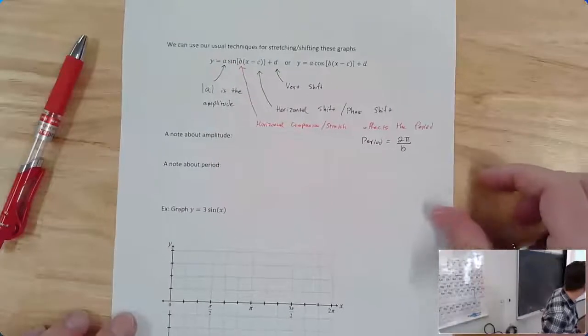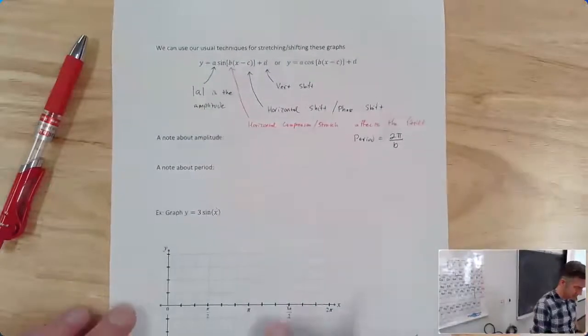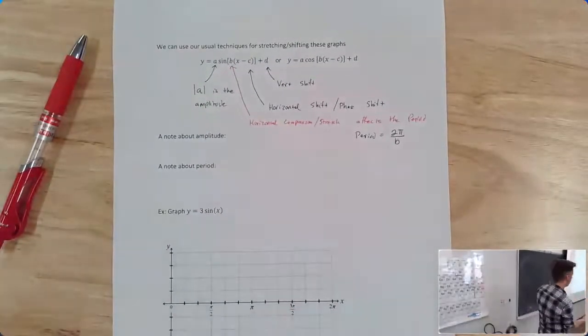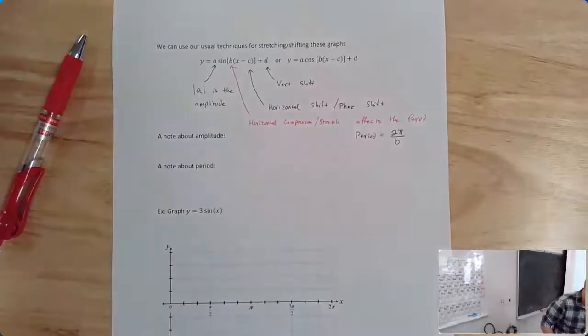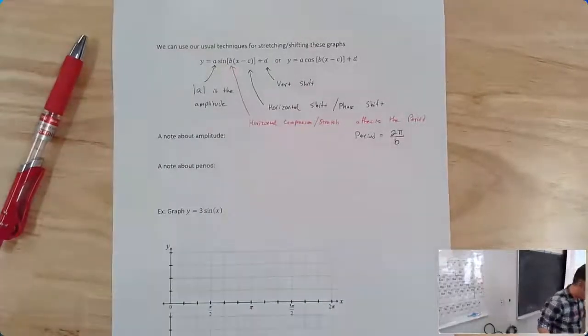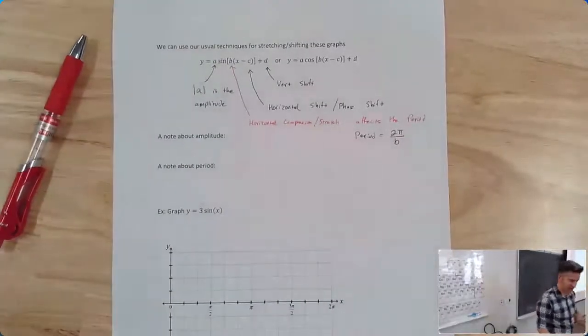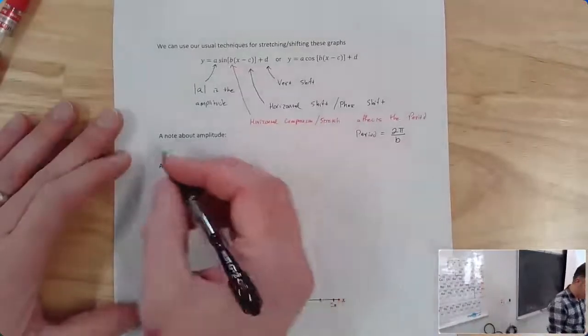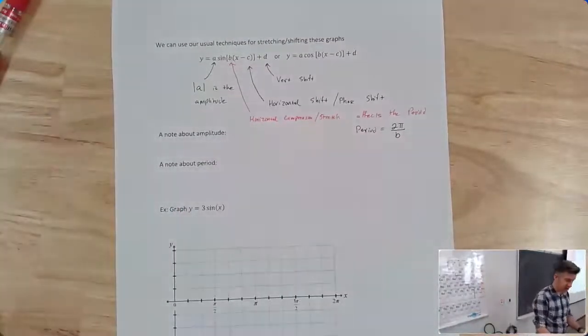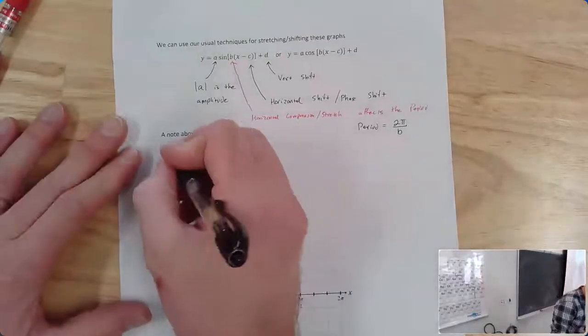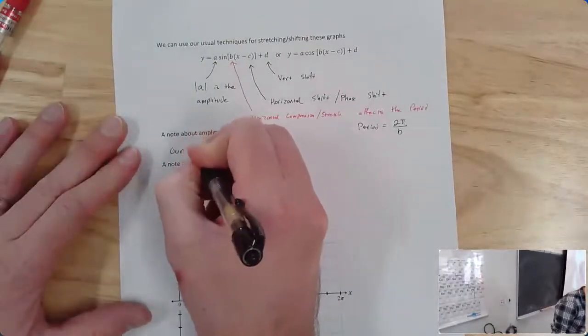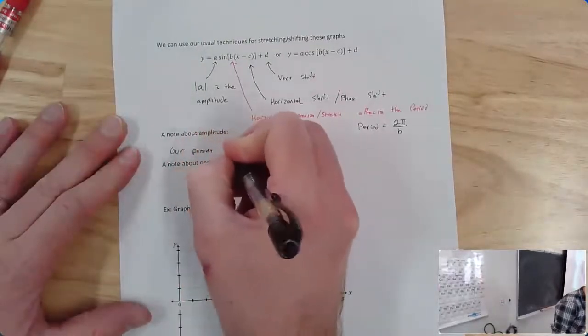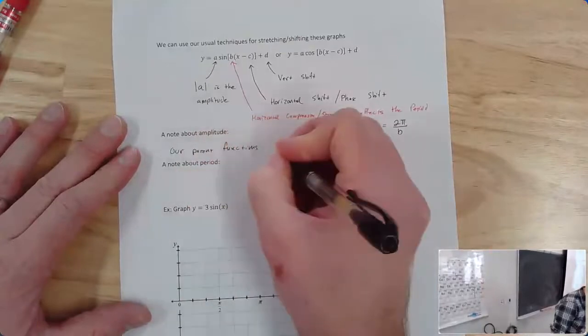And we'll talk more about that in the next example, or the example after this, because it's kind of easier to see in an example. But typically, if we're trying to find the period, it's just 2 pi divided by the coefficient of x. That's it. I suppose we already wrote this down. I know about amplitude, the previous function. So our parent functions had an amplitude of 1.